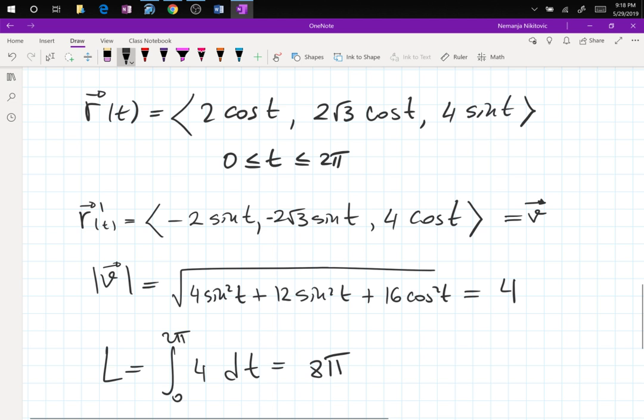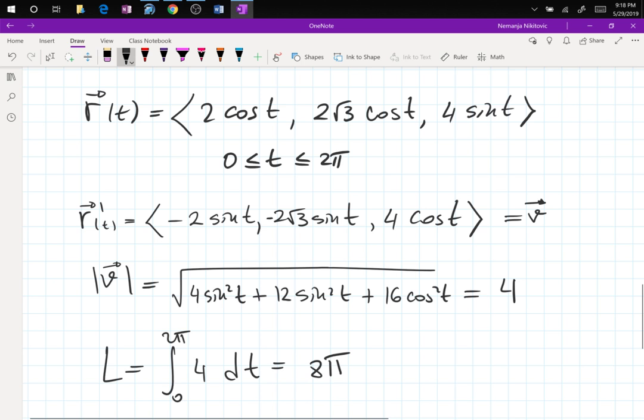I found r prime, which is our velocity vector, then I found the magnitude of the velocity vector, and then I integrated that number real quick. And that's it. So that's the length of a curve in 3D.